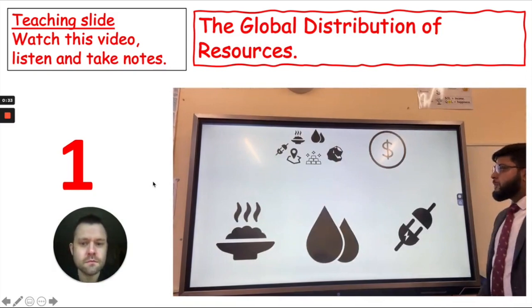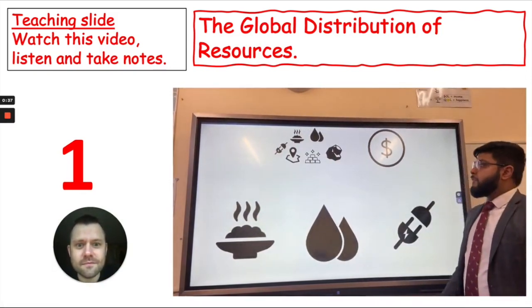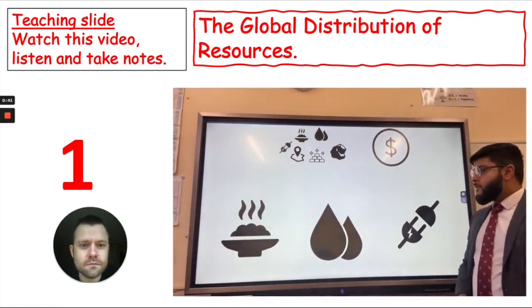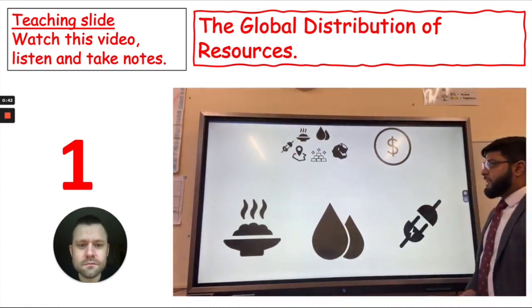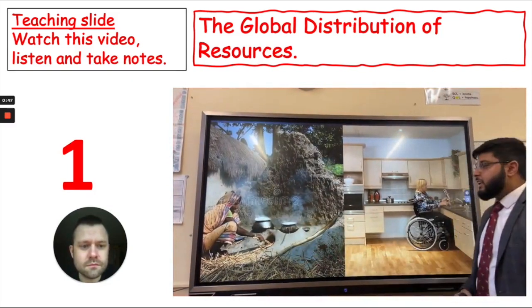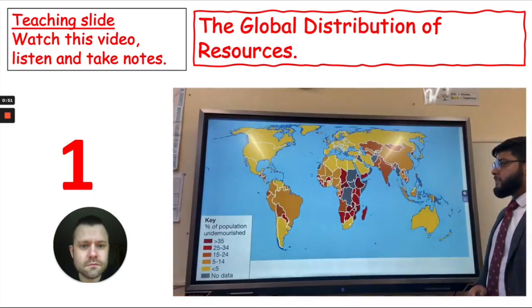Okay, so the global distribution of resources. When we think about resource, it's just anything that has value. That might be energy, it might be land, it might be gold. But in geography, we focus on food, water and energy as the main 3 resources. And generally in LICs and HICs, there is very different access to and availability of those 3 resources.